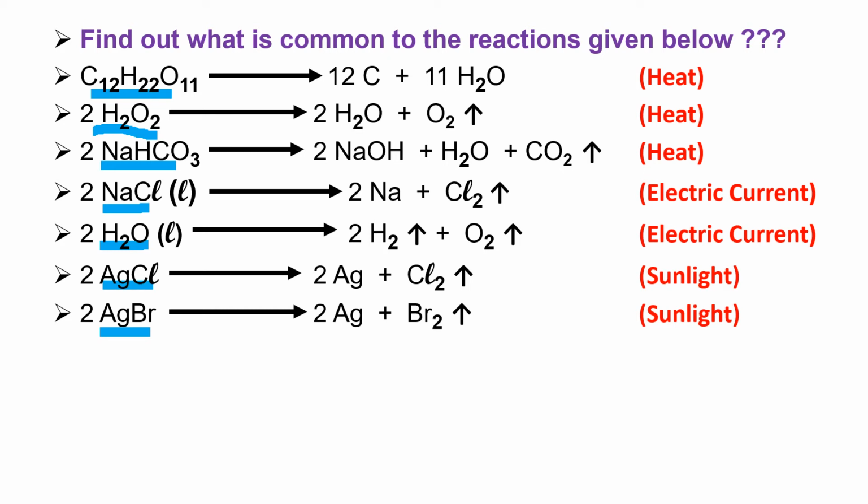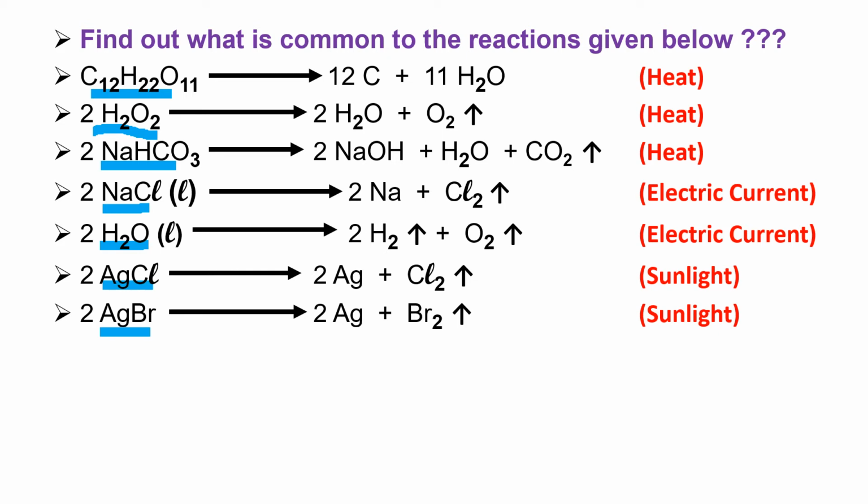Now what you can see in all these reactions is that there is only one reactant. But what about products? There are two products, or there are three products. Can you see the third reaction? There are three products: NaOH, H2O, and CO2. So products can be two or many, but the reactant will always be one.